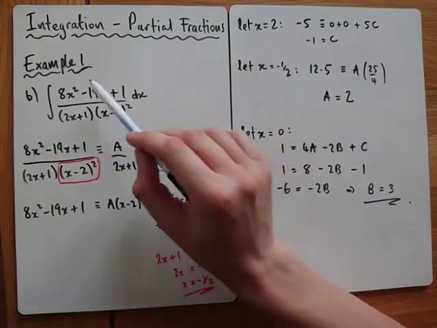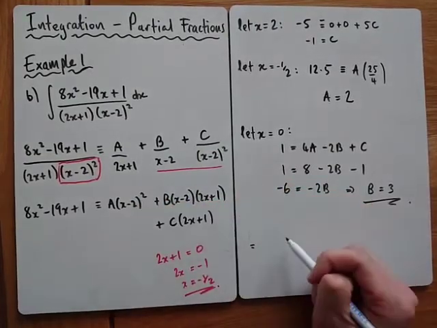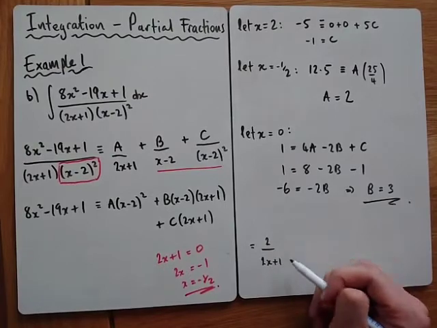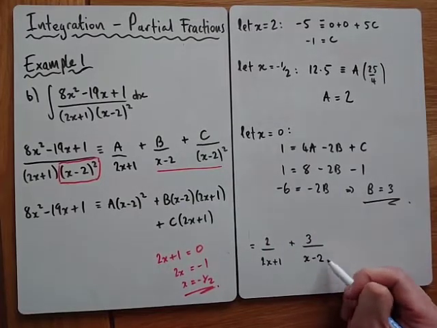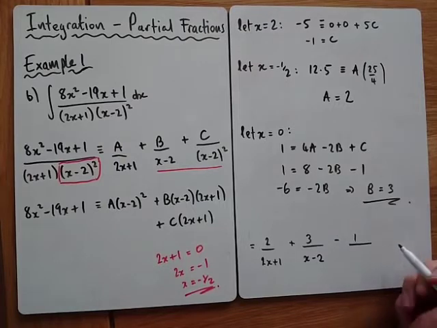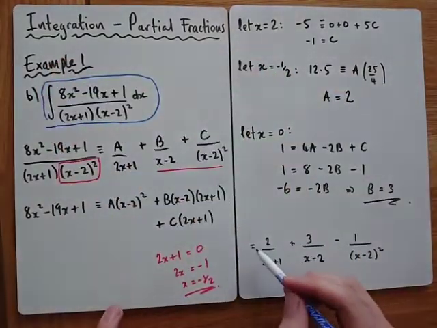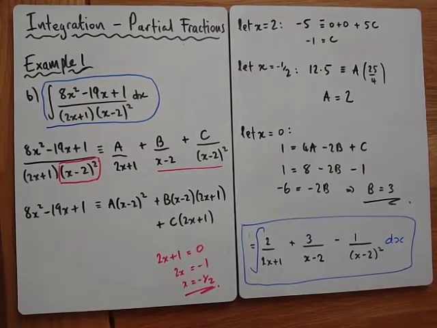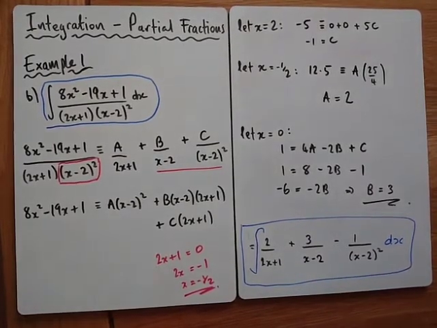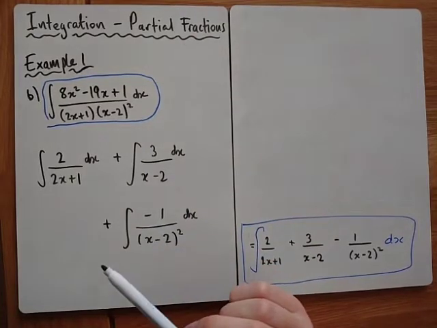Okay, so instead of this horrible fraction that we couldn't integrate, we know that this is the same as 2 over 2x plus 1, plus b, which is 3 over x minus 2, plus c, which is minus 1 over (x minus 2) squared. So this integral that we were originally asked about is the same as integrating these separate fractions, which is much easier to integrate. I would recommend writing them as 3 separate fractions because it's 3 separate integration questions.